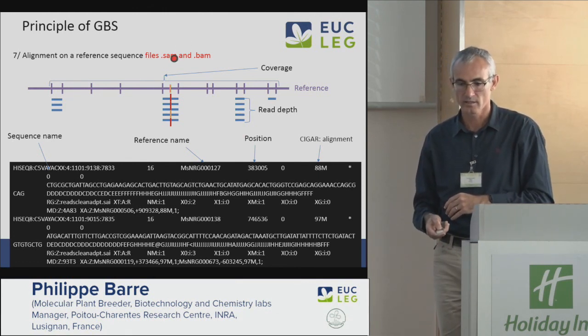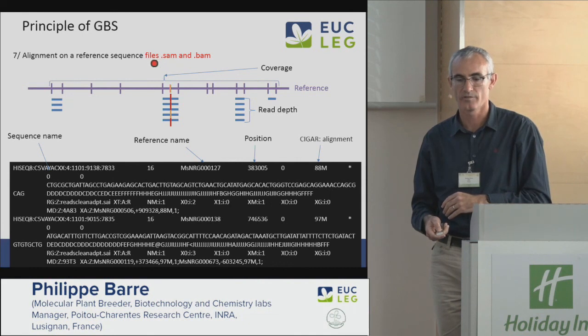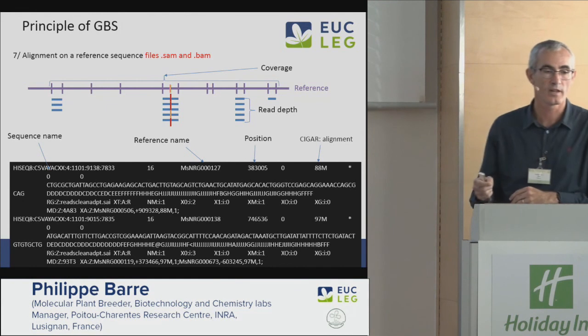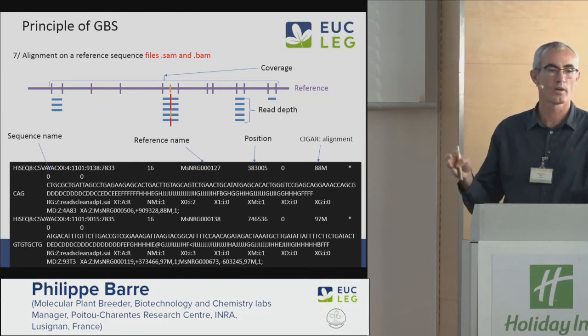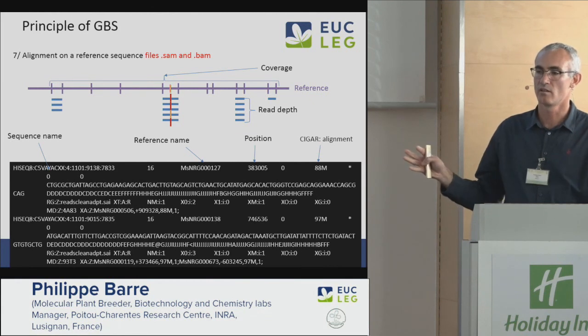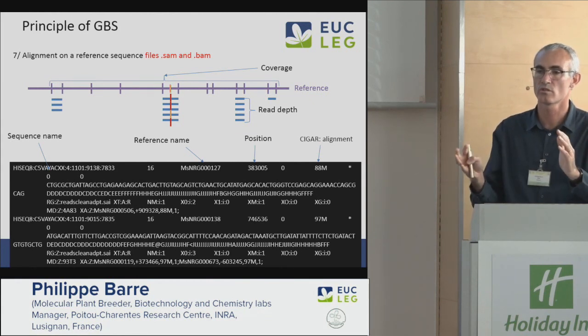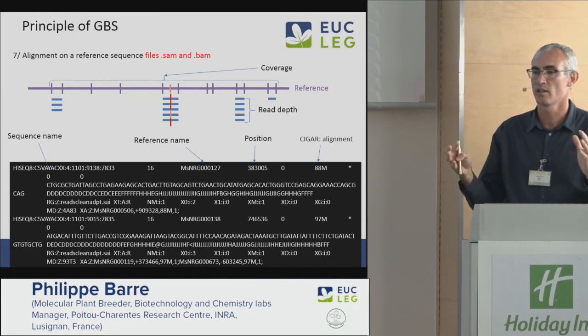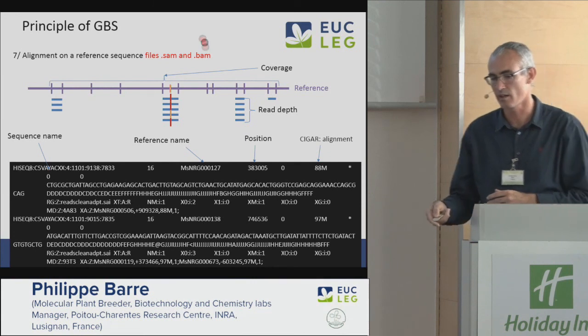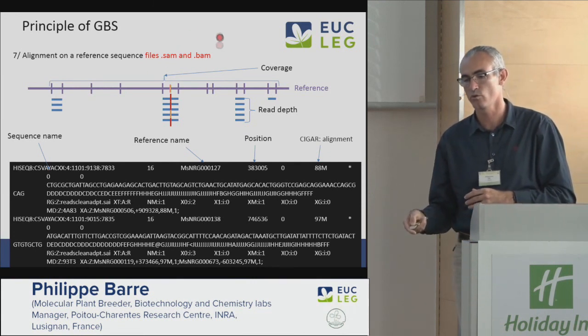And what you get is a file. The first file will be a .sam file, an alignment file. Because they are still quite big, you can have files which are compressed and with indexes, and this will be a BAM file. So often you use the BAM file.